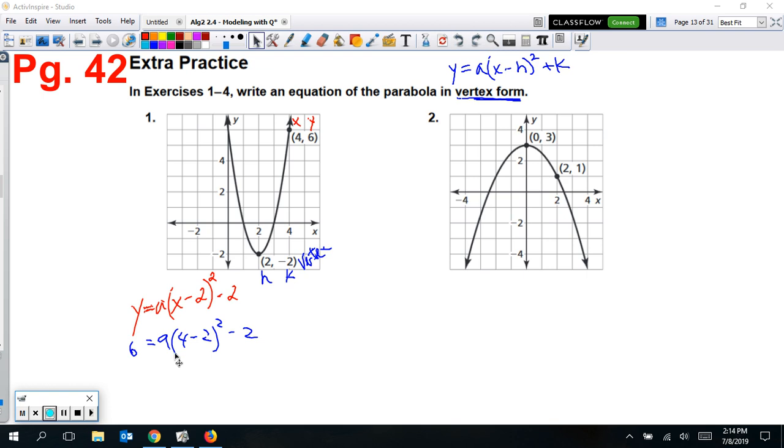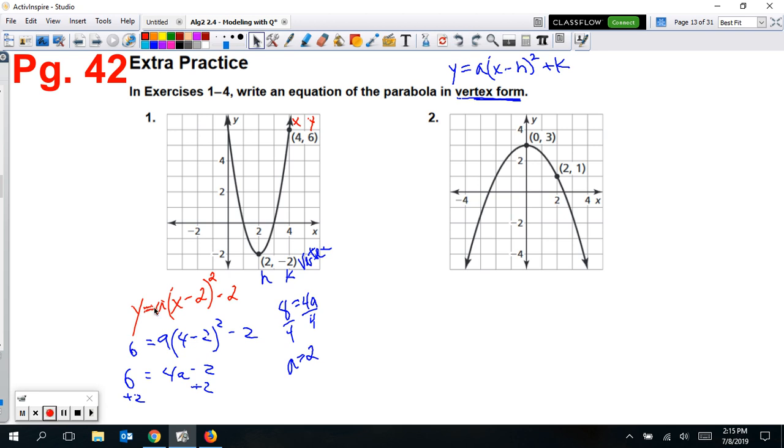Okay, so now we're going to figure this out by doing 4 minus 2, which is 2 inside here. Then we got to square that number. 2 squared is 4. That leaves this whole thing as a 4a. So 6 equals 4a minus 2. We will now just solve that little equation, add 2 to both sides. So 6 plus 2 is going to give us 8. So 8 is equal to 4a, and then just divide both sides by 4. So our a is 2.